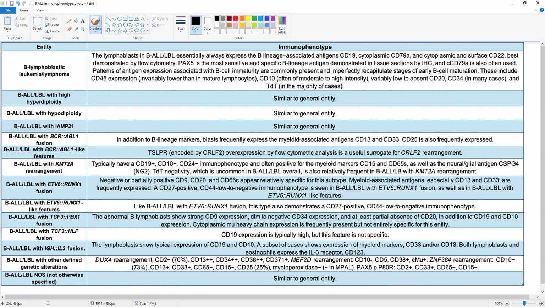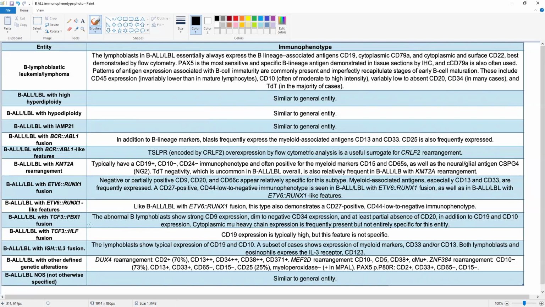As for B-ALL with ETV6 RUNX1 fusion, the blasts are usually negative or partially positive for CD9, CD20, and CD66. This phenotype appears to be relatively specific for this subtype. Myeloid-associated antigens, especially CD13 and CD33, are frequently expressed. Then there's a CD27 positive, CD44 low to negative immunophenotype. This is seen in B-lymphoblastic leukemia lymphoma with ETV6 RUNX1 fusion, as well as ETV6 RUNX1-like features.